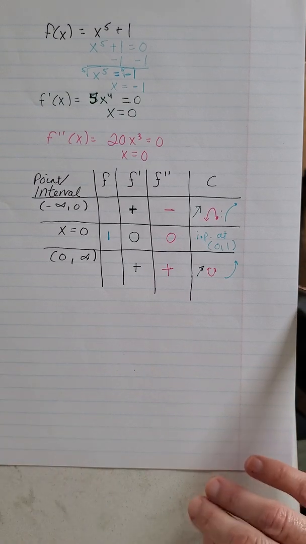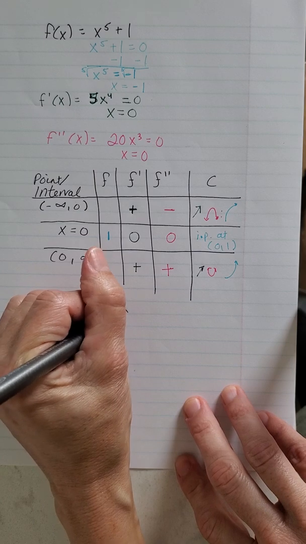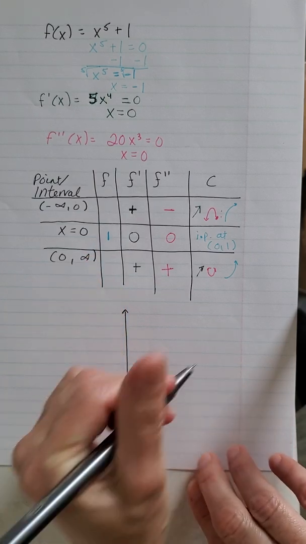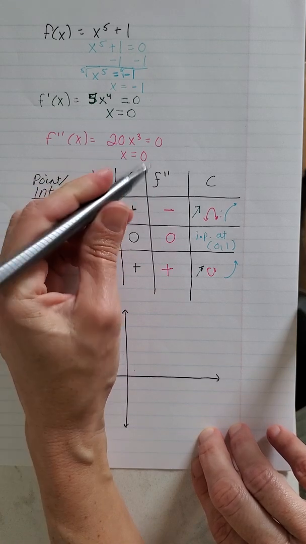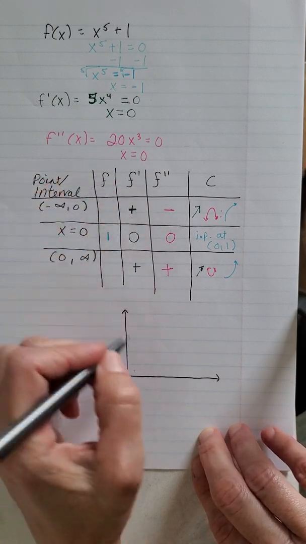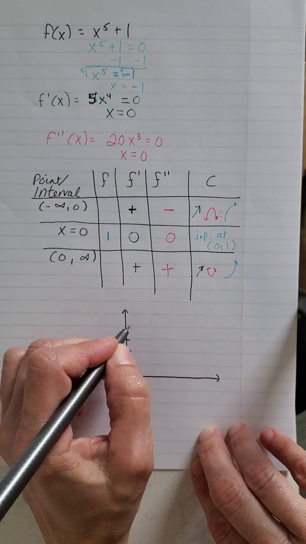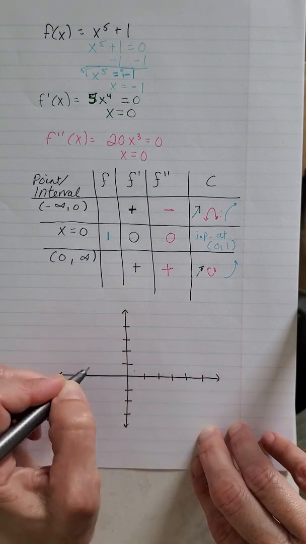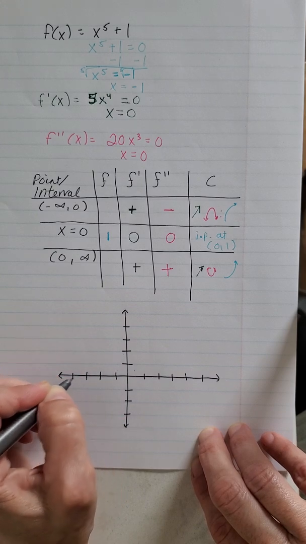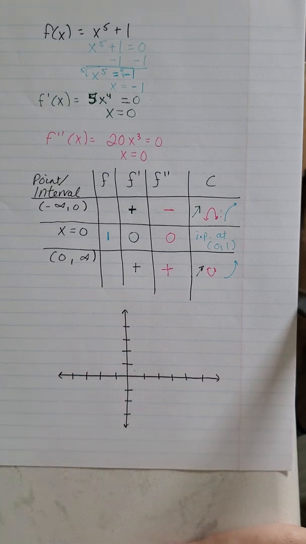And what I noticed from this is that this function has no relative extrema. It has no relative maximums or minimums because there's no place where the first derivative is 0 and the second derivative is either positive or negative, because when the first derivative is 0, so is the second. And so I'm going to plot these points.